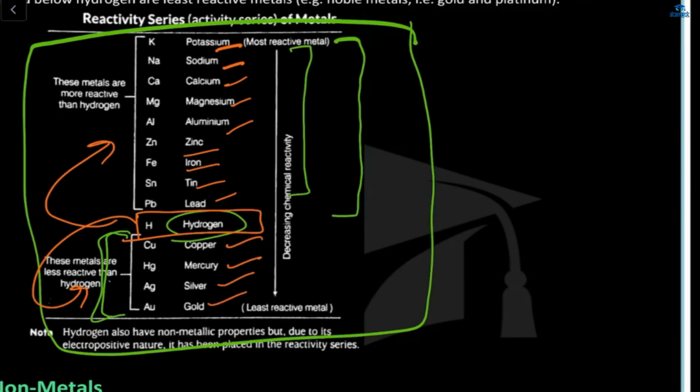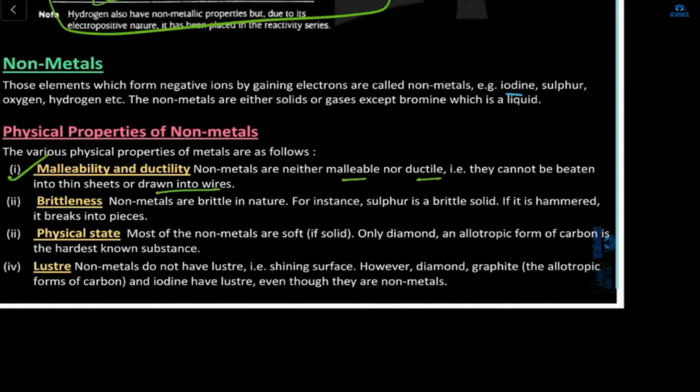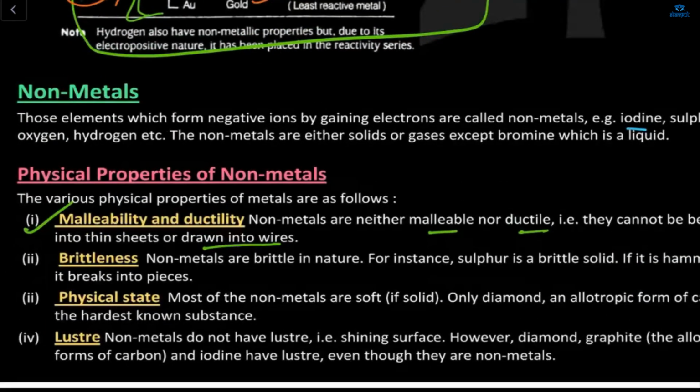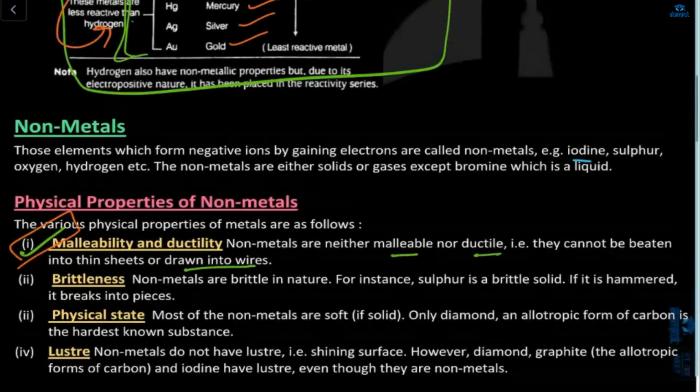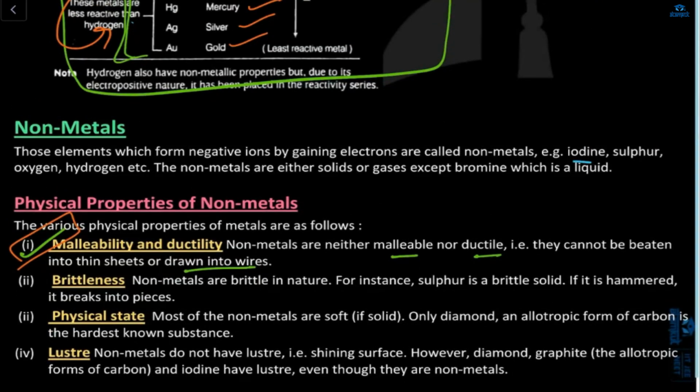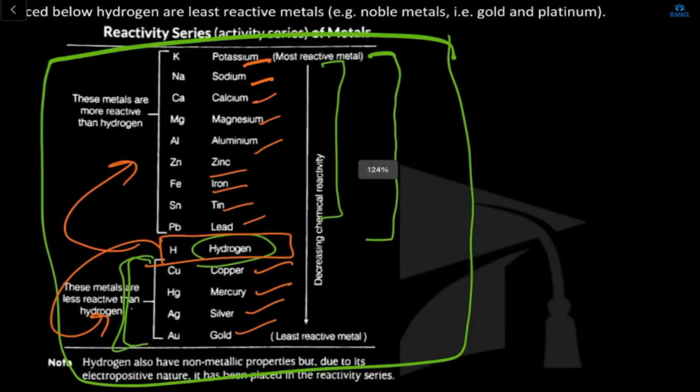Now for the non-metals, what are the physical properties? First is malleability and ductility. Non-metals are neither malleable nor ductile. Can I show the reactivity table?